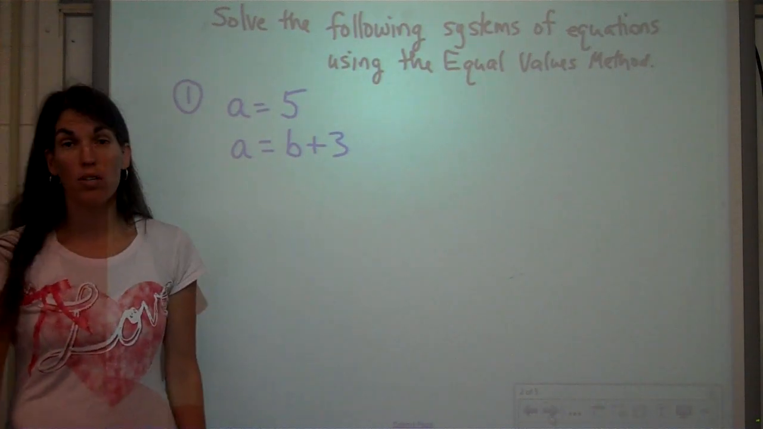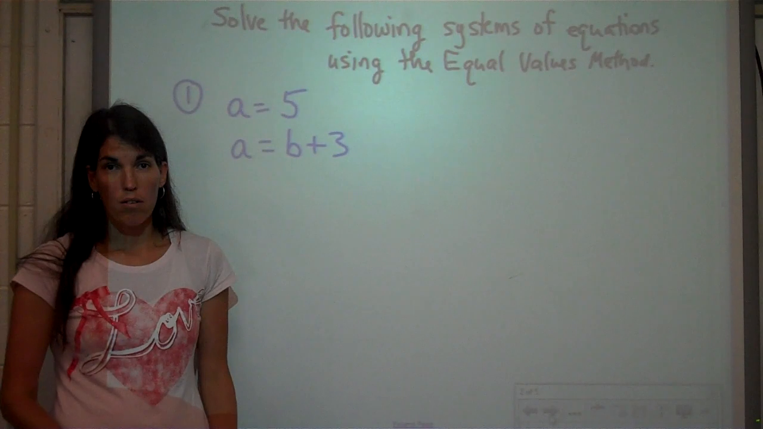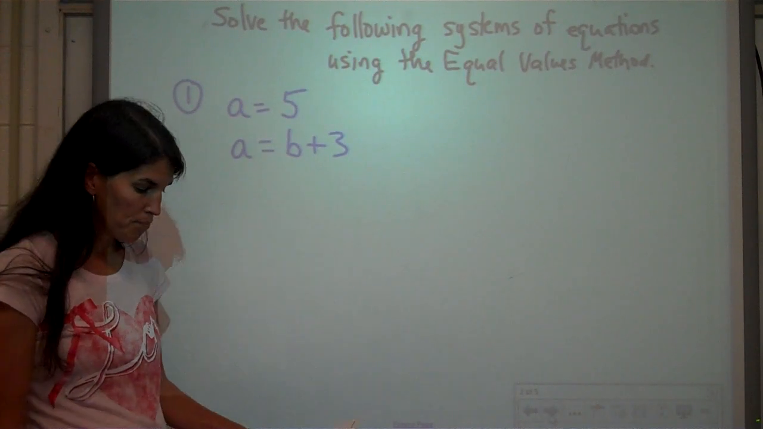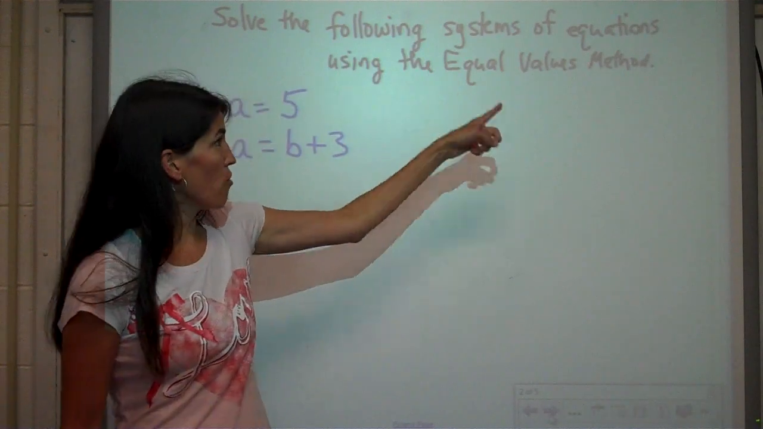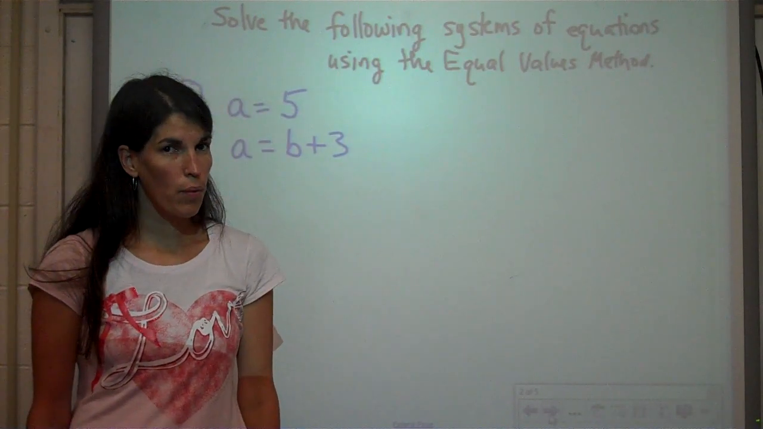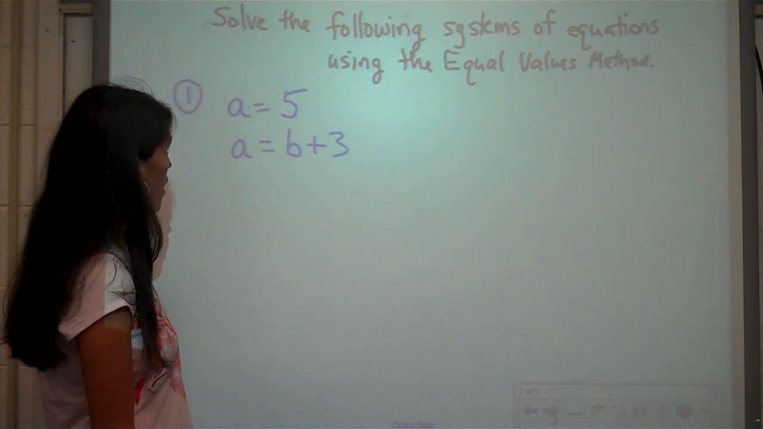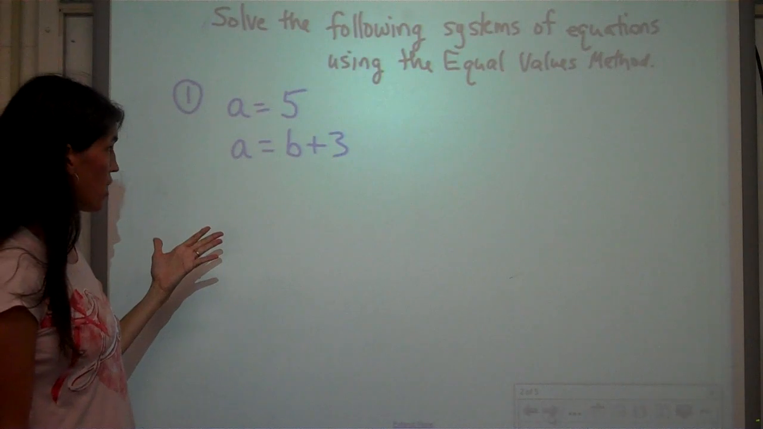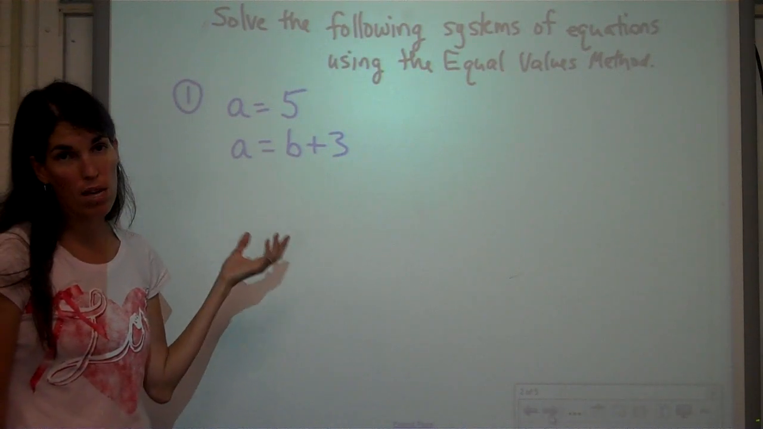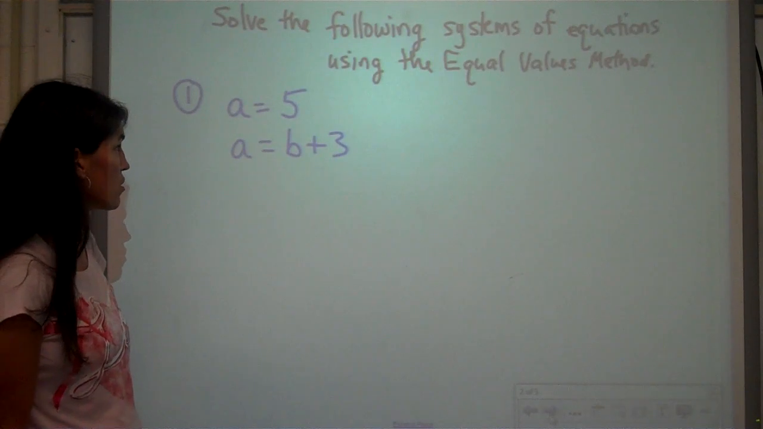Alright, so we're just going to do a couple of practice problems, then I'm going to give you one to practice on your note page. So, solve the following systems of equations using the equal values method. What's a system of equations? Two or more equations together. Hopefully you got that. Don't forget the solution is any values that make the equations true. So some of you can look at that and tell what the solutions to the system are.